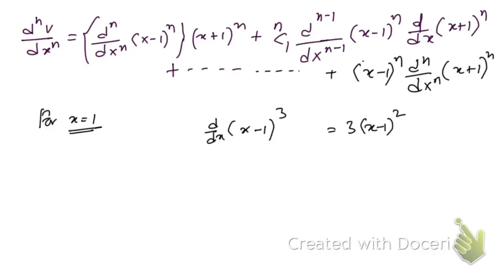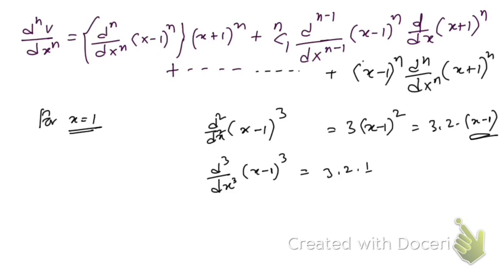Now if you differentiate it again, what are you going to have? 3 into 2 into (x minus 1), right? When you differentiate it again, that means if you take the third order derivative of (x minus 1) whole to the power 3, then you're going to have 3 into 2 into 1. If you differentiate this term again, you're going to get 1, right? So now you see, here the order of derivative and the power are the same. In that case, this term does not exist here, right?